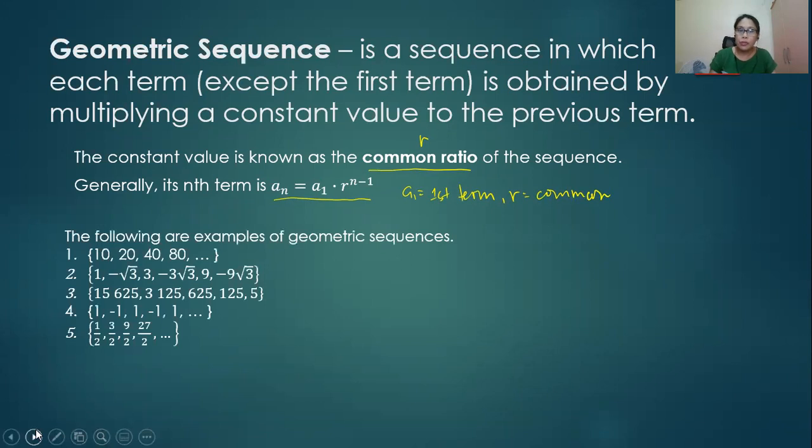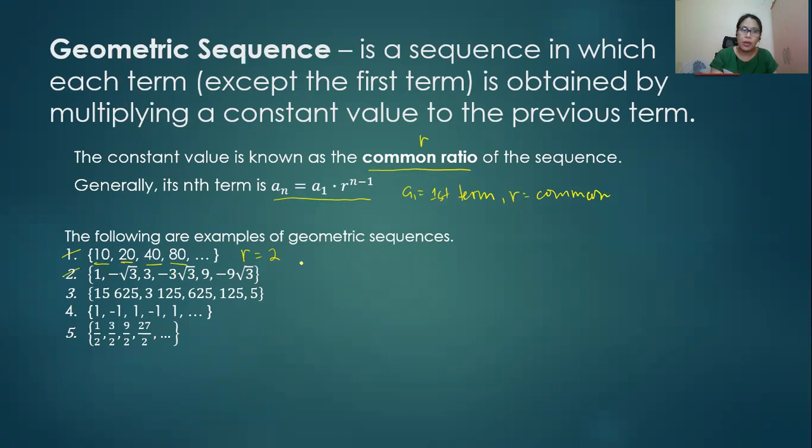Now, the following are examples of geometric sequences. Number 1 with common ratio equal to 2. So meaning we obtain the next term by multiplying the previous term by 2. For example, we multiply 10 by 2, we got 20. By 2, we got 40. And then by 2, we got 80.